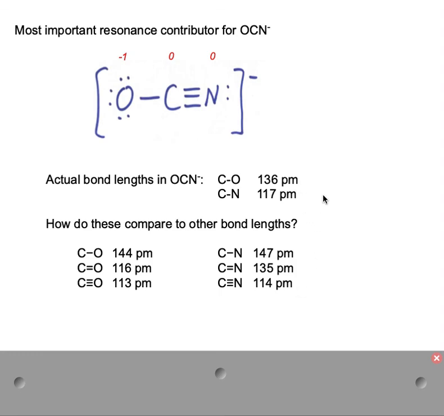So the formal charge model worked in predicting that in this particular polyatomic anion, the most important resonance contributor is the one with the carbon-oxygen single bond, the carbon-nitrogen triple bond. Life is so satisfying when things work out like that.